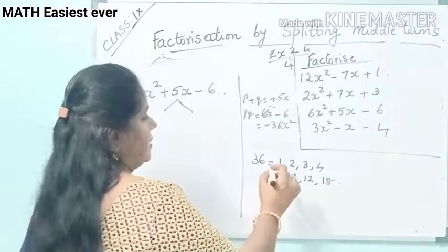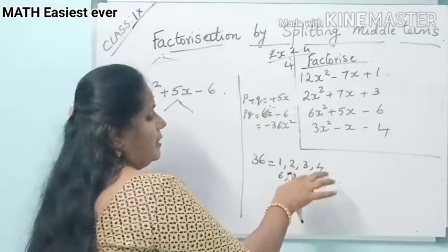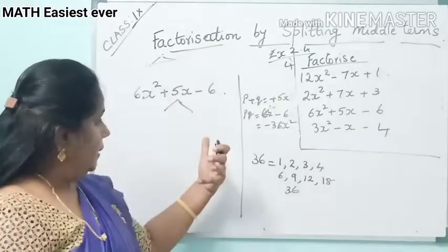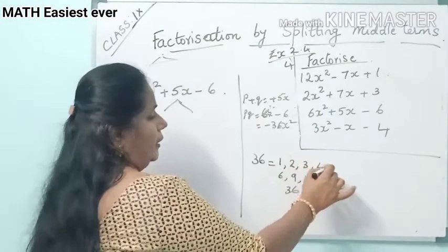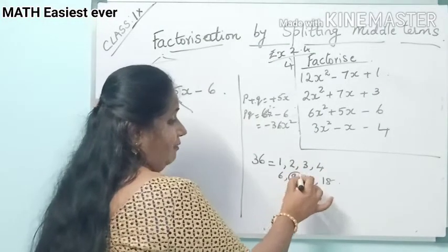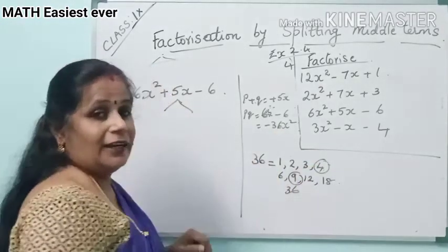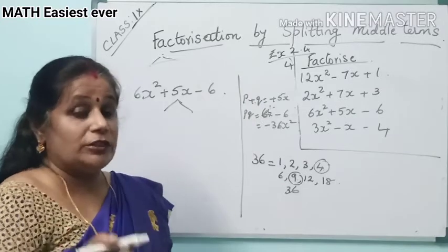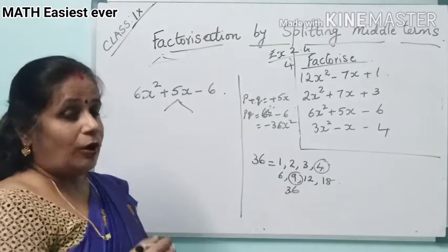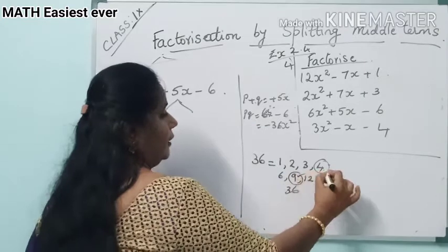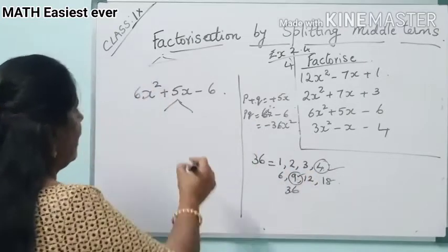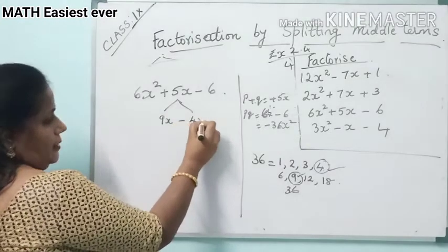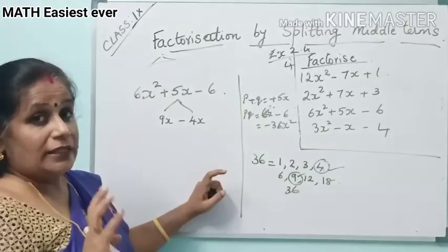So for 36 you think which two numbers, if you add, you will get this 5, and which two numbers you multiply to get 36. So only, I feel, 9 and 4. 9 4s are 36, and 9 minus 4 will give you 5. I told you should either add or subtract. So what are the two possibilities? I got for 36 is 9 and 4. So I am splitting this 5 as 9x minus 4x. Not only added, I told you can subtract also.